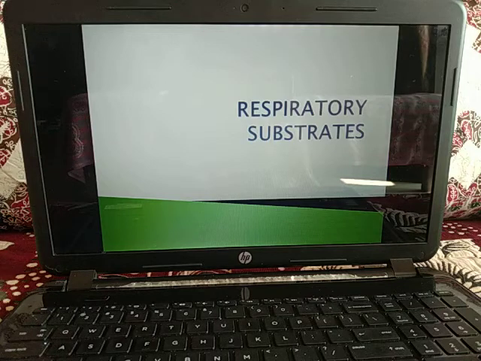Fats are used as respiratory substrate by a number of organisms because they contain more energy as compared to carbohydrates. However, fats are not directly used in respiration. Instead, they are first broken down to intermediates common to glucose oxidation via acetyl coenzyme A and glyceraldehyde phosphate.